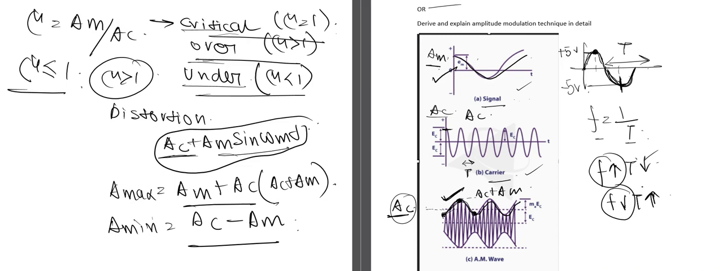And for this other point, this point is Ac, and from Ac up to this point we need to subtract something from it, and this subtraction is performed by Am. So this is Ac minus Am. Because Am is the amplitude of the message signal, as the amplitude increases for the message signal, the carrier signal will get adjusted, and similarly as the amplitude decreases, the carrier signal will also get adjusted.